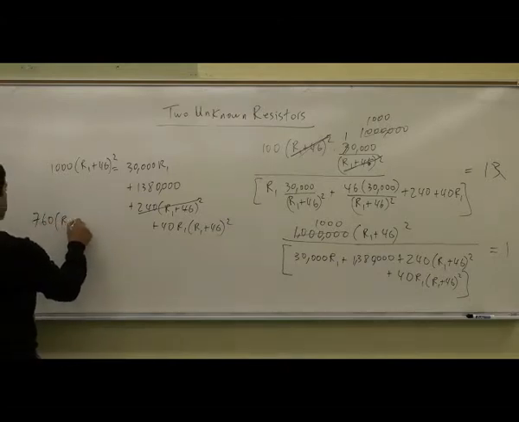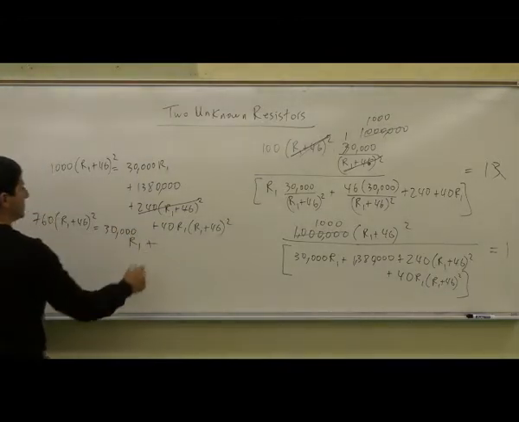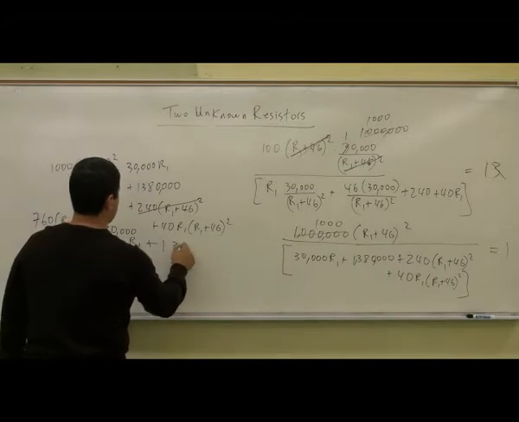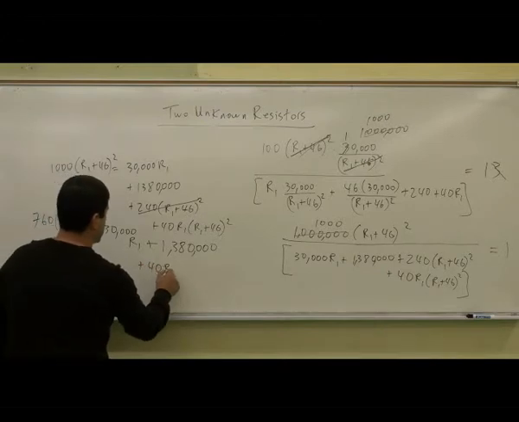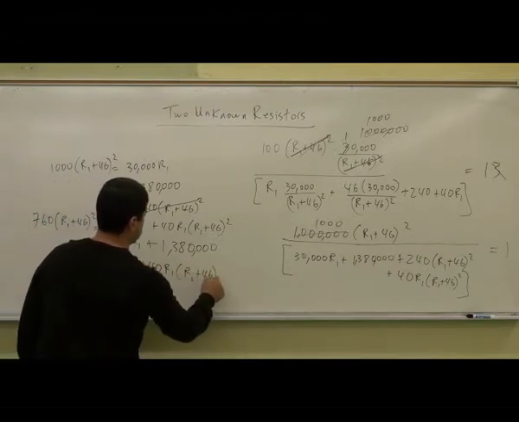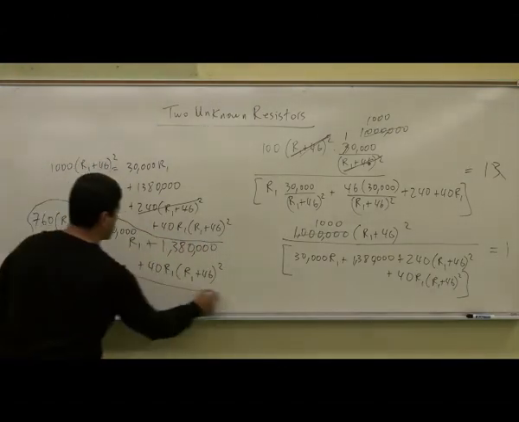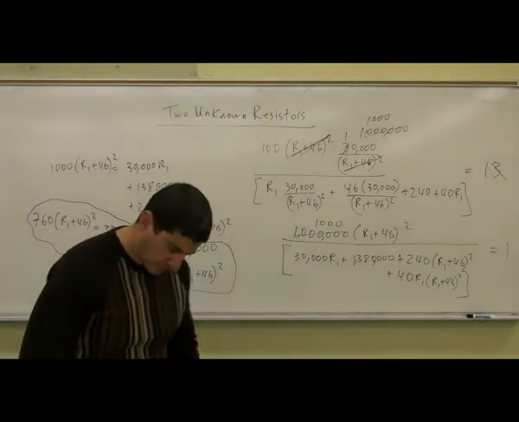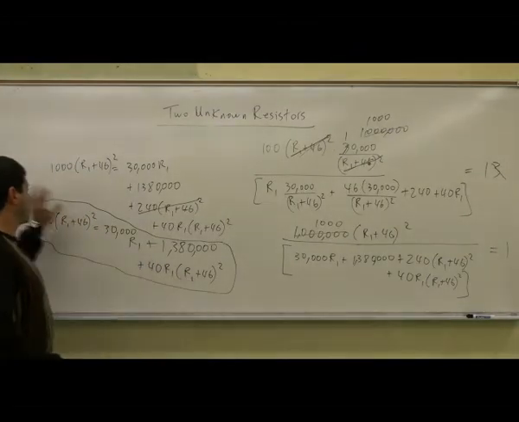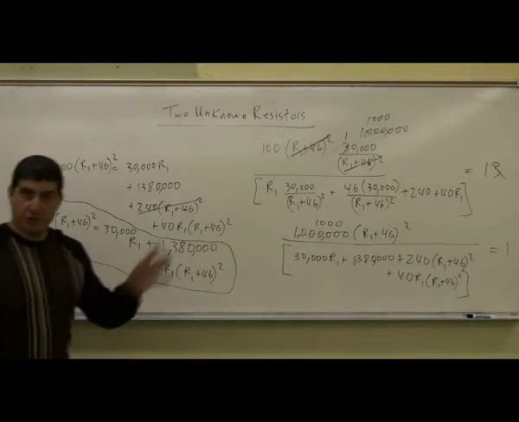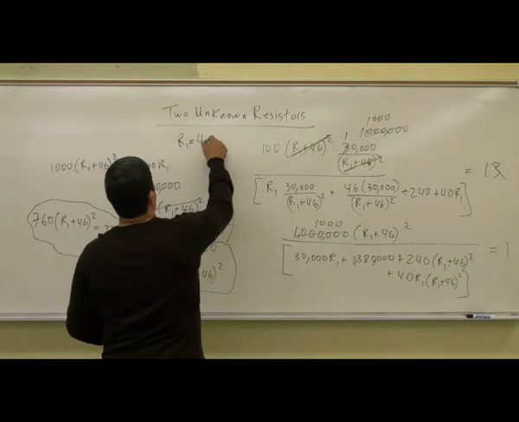760 R1 plus 46 squared equals 30,000 R1 plus 138,000 plus 40 R1 plus 46 squared. So essentially this is your final equation, and then put it into solver. So I put all of this equation into solver. If you want, you could simplify it, expand it out, but it takes more work. But put it into your TI solver, you get R1 is 4 ohms.